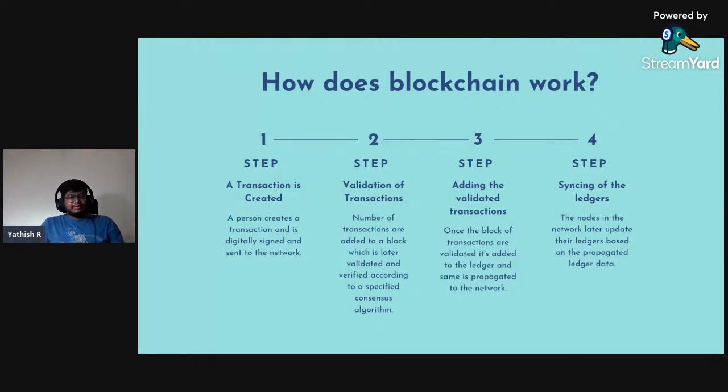After that comes step three: adding the validated transactions. Once the transactions are validated and added, you have to tell every other node in the network that this is the data I have validated and put in, so you will have to update too. So how do we do that? We propagate the change of state to all the nodes in the network. There are thousands of nodes that are always in sync in order to make sure that the transactions are up to date. The new ledger is passed to all other nodes, and every other node validates it and adds it to their own ledger. This is the basic flow of how transactions work.